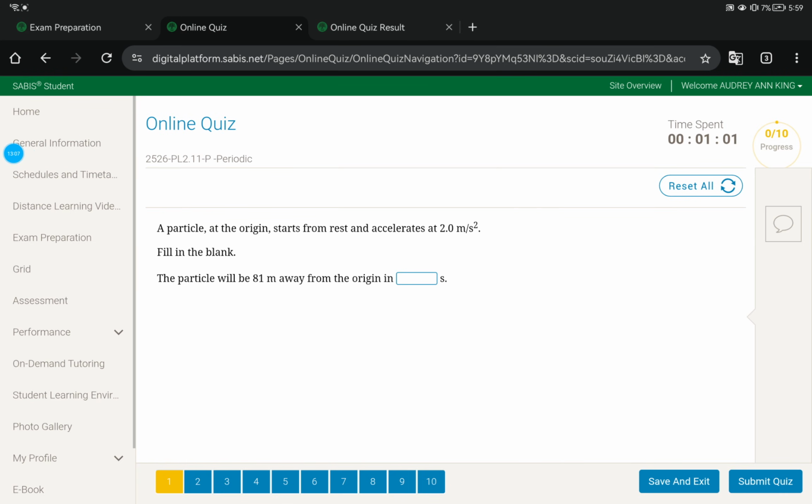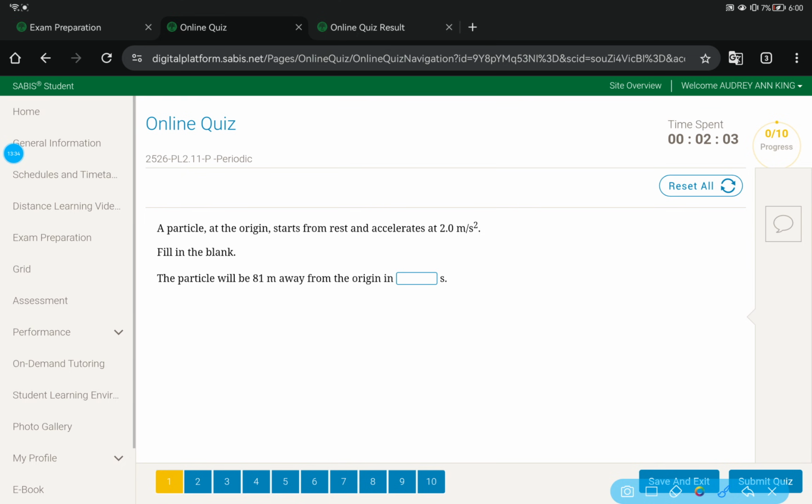Okay, 2.11 to 2.13. A particle at the origin starts from rest and accelerates at 2 meters per second squared. The particle would be 81 meters away from the origin in blank seconds. Also, I forgot to say this is 2.11 to 2.13.